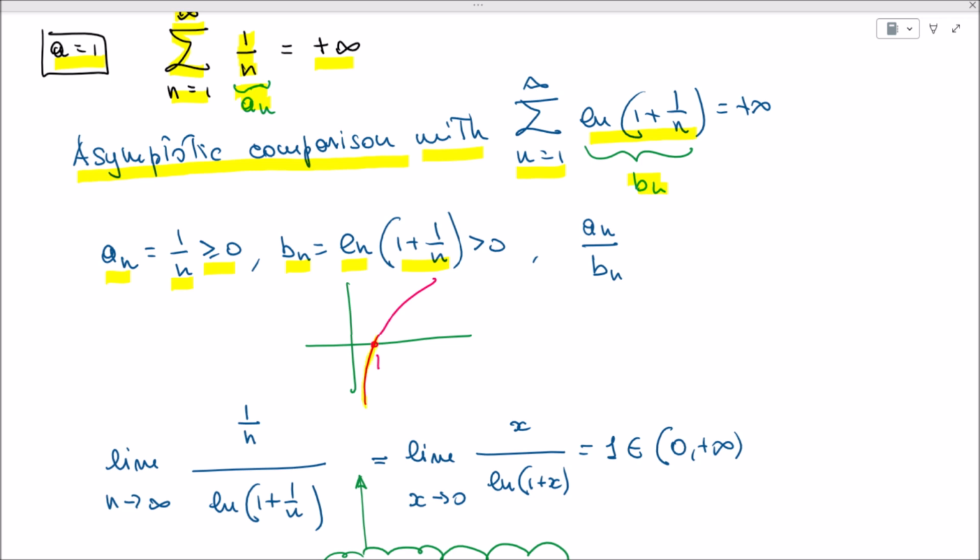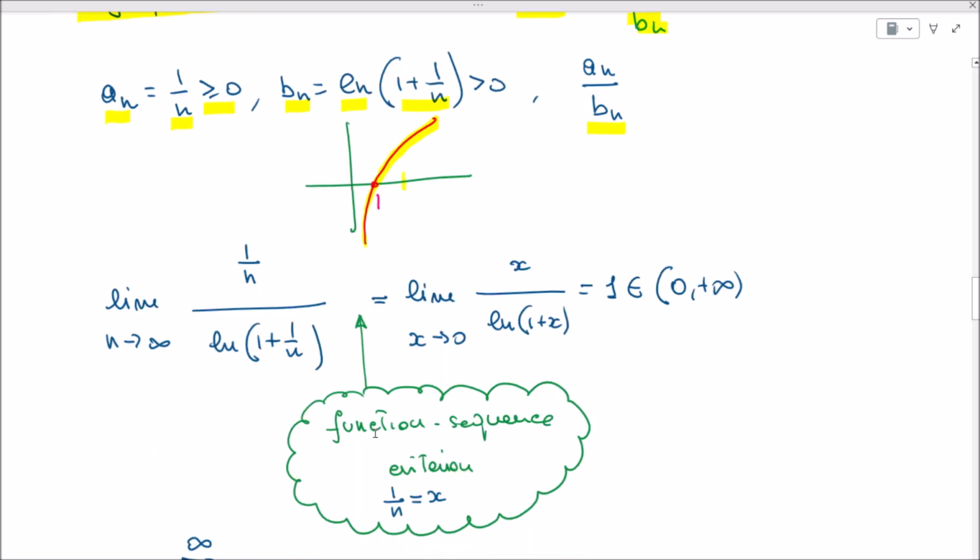In fact, if you remember the graph of the logarithm, because the argument of the logarithm is 1 plus 1 over n, it is sitting to the right of 1, we know for sure that the logarithm is strictly larger than 0. So yes, all the conditions are satisfied. So let's see what happens to the ratio an over bn.